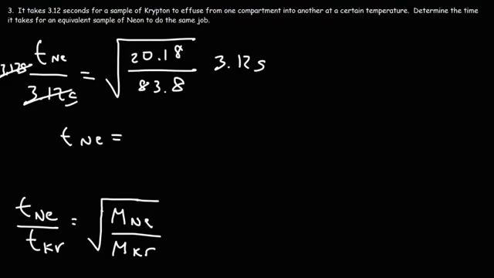20.18 divided by 83.8, that's 0.2408. Let's take the square root of that number, which is 0.4907, and then multiply by 3.12. So the time it takes for an equivalent sample of neon to do the same job is 1.531 seconds.